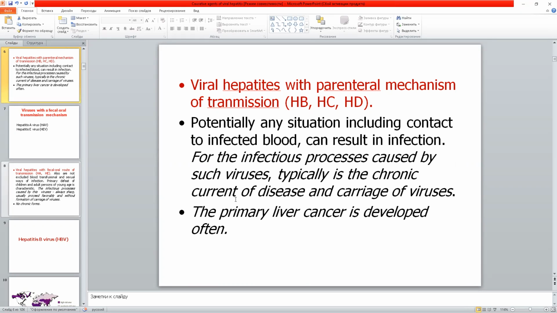And these viruses, hepatitis B and hepatitis C virus, have oncogenic properties. They are able to cause malignant transformation of the liver cells. So primary liver cancer often develops in patients with this hepatitis compared with other people who are not infected by these viruses. So they have oncogenic properties.